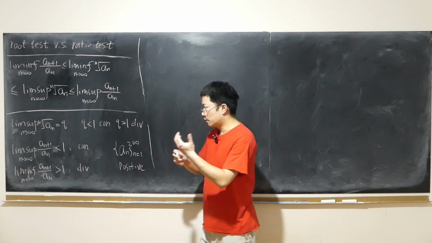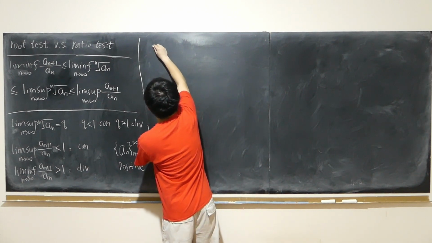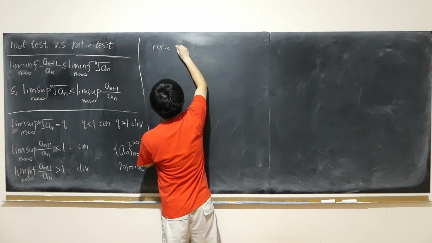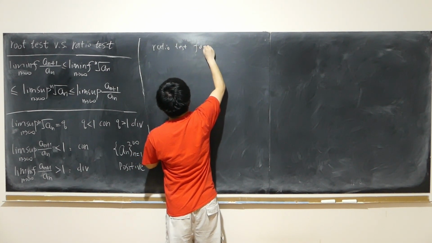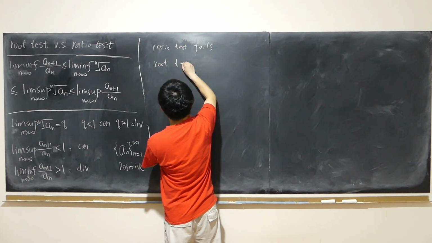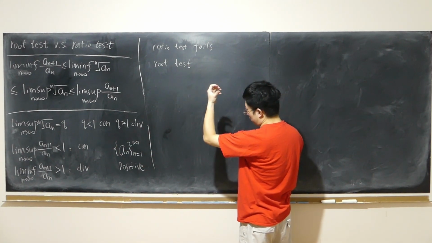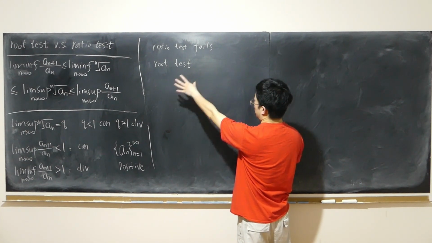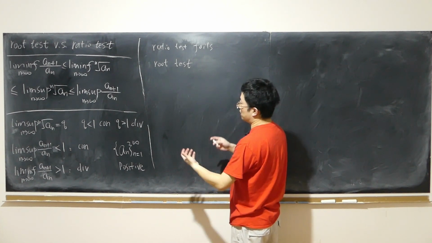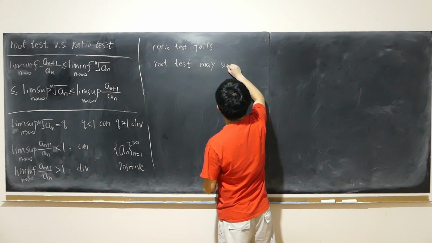In other words, if the ratio test succeeds, the root test also succeeds. Otherwise, let's say the ratio test fails. Then how about the root test? Can the root test succeed? Previously, we've shown that if the ratio test succeeds, then the root test definitely succeeds. Now, if the ratio test fails, the root test may still succeed or fail. It depends.